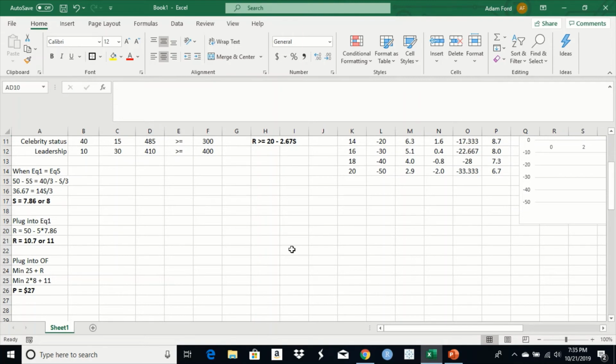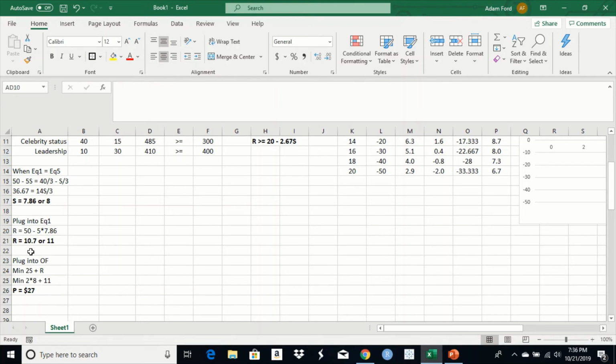So for the number of star players, we took equation 1, set it equal to equation 5, and we got 8. And so when we plug that into equation 1, where S equals 8, then we get R as being 7. So that gives us 8 star players and 11 role players as our optimal solution.